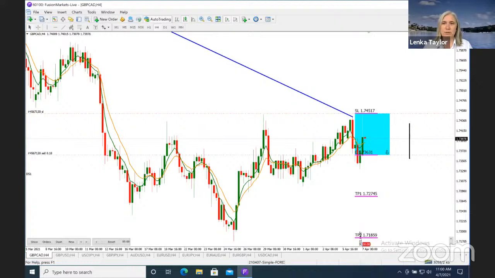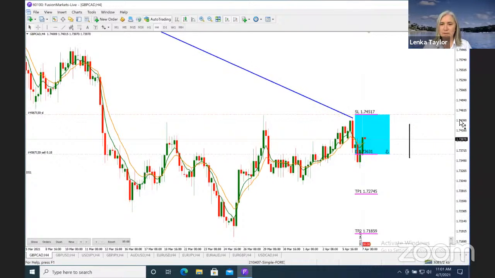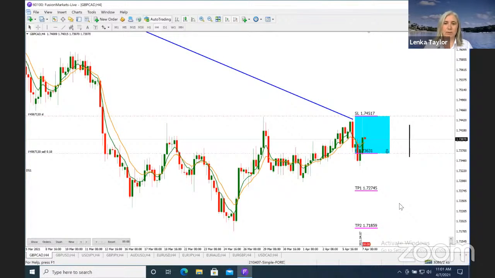All right, so the first chart that I'm looking at is the GBPCAD. It's a trade that I entered yesterday, and that's in progress at the moment. So if you were following on the Telegram group, you would have those entry and exit criteria. If you want to, you can copy them now. But that's currently in for a short.